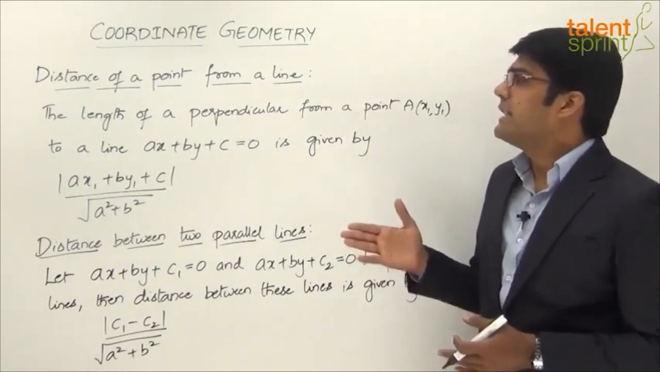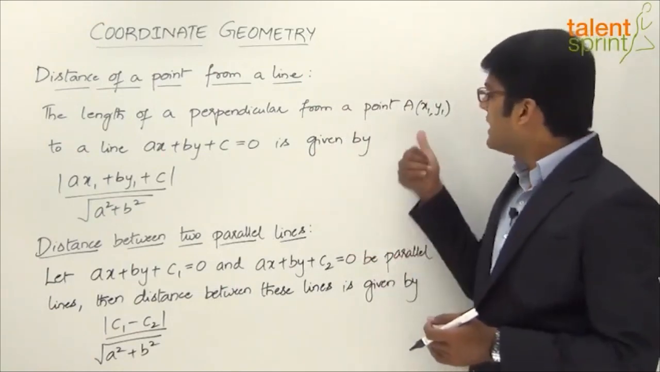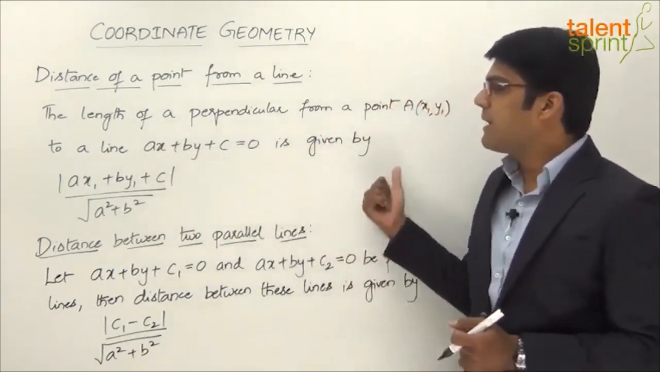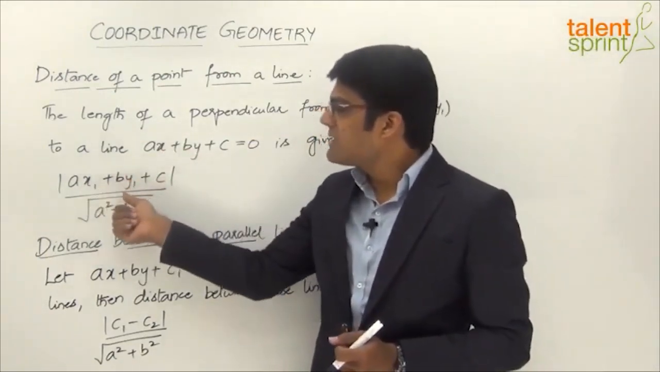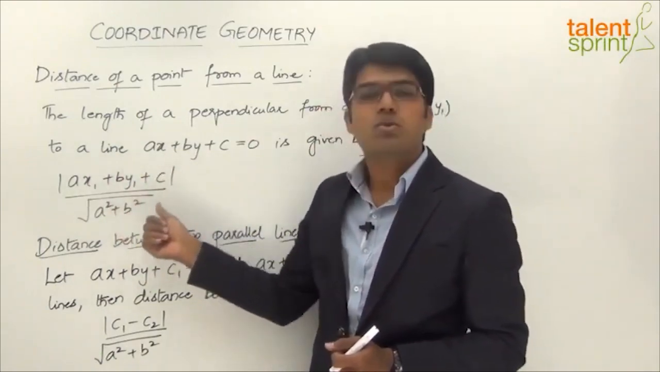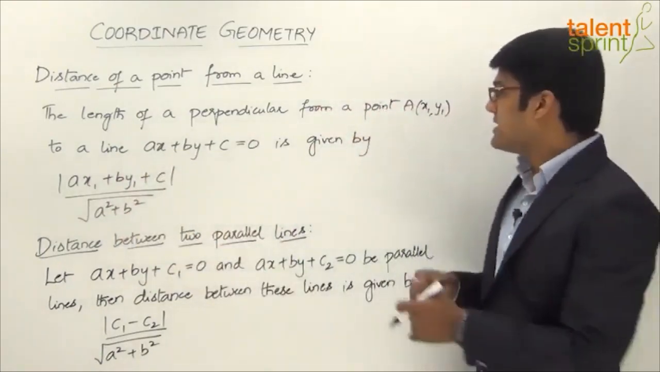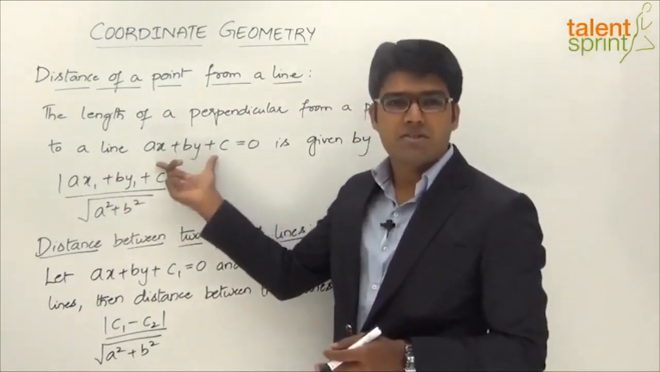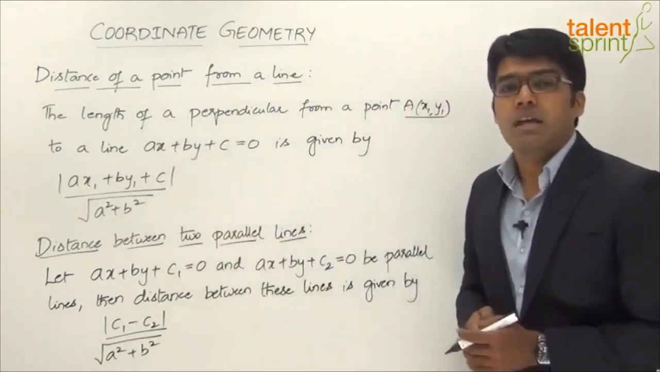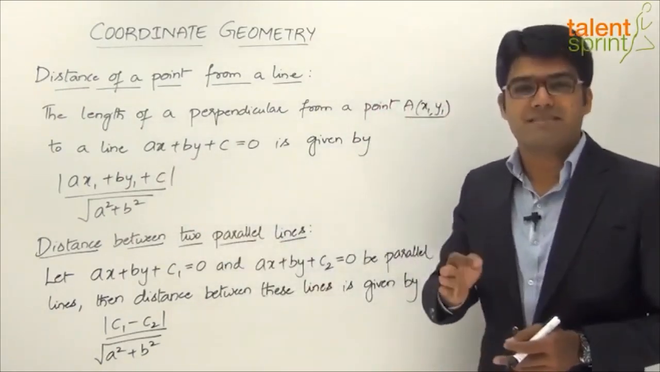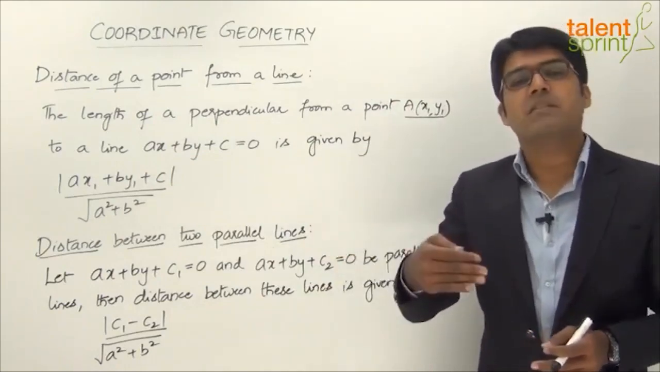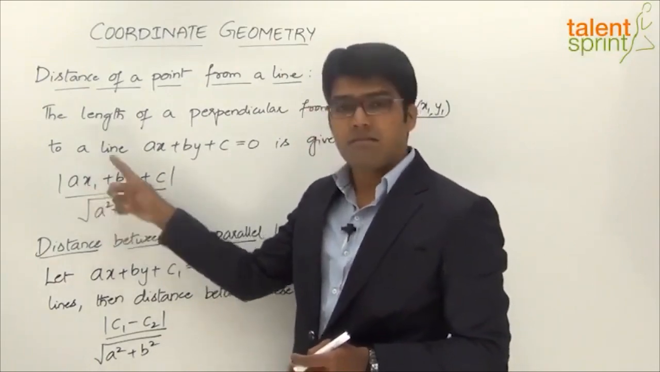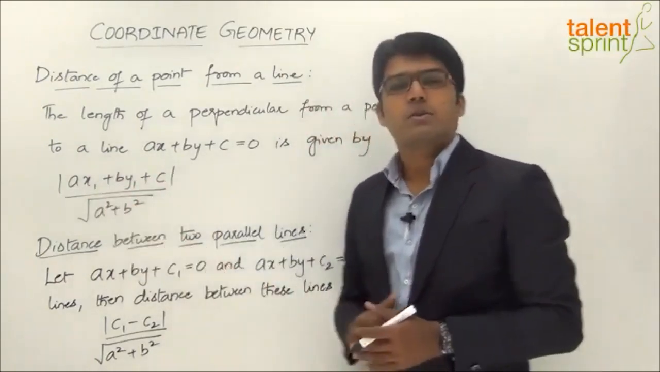The statement says the length of a perpendicular from a point A (x1, y1) to a line ax plus by plus c equal to 0 is given by modulus of ax1 plus by1 plus c divided by root over a squared plus b squared. So there is a point which is A of x1 comma y1 and a line which is given by the general form ax plus by plus c equal to 0. Now if you drop a perpendicular from the point to this straight line, or if you have to measure the distance between the point and the straight line, we take it as modulus of ax1 plus by1 plus c divided by root over a square plus b square, right?